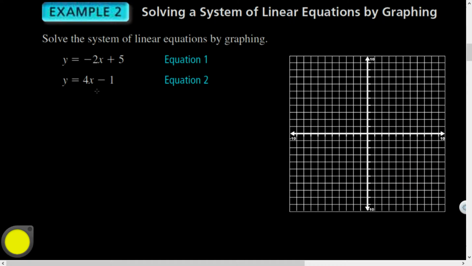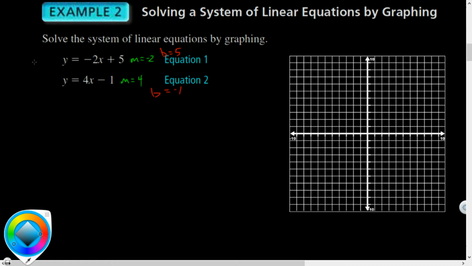To graph these, what form are these lines in? Is that standard form, slope-intercept form, or point-slope form? Slope-intercept form. So let's use slope-intercept form. So m equals -2 for this line, m equals 4 for that line. My y-intercept is 5 for the first line, b equals 5. My y-intercept is -1 for the second line. Let's plot these points and graph them. I'll graph the first line in blue. The second line will be this fuchsia purple color.